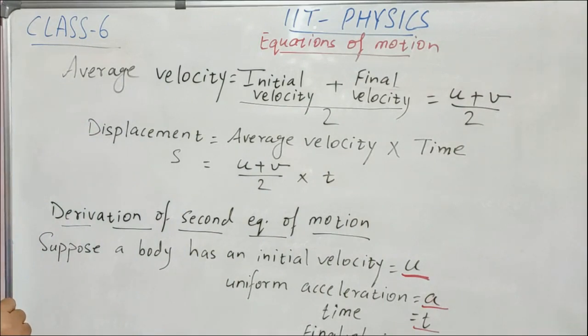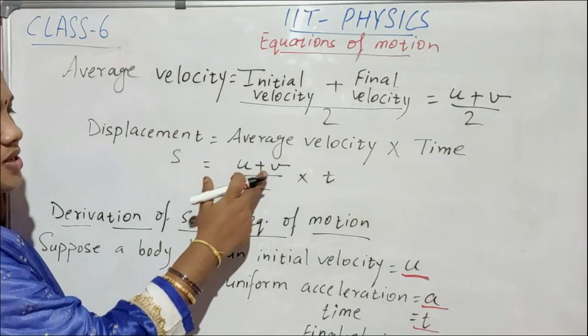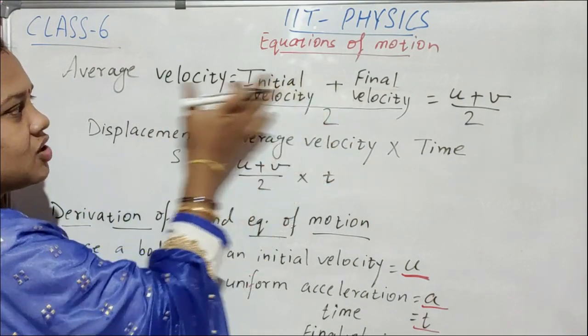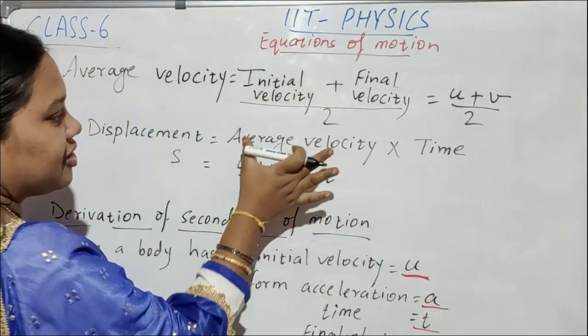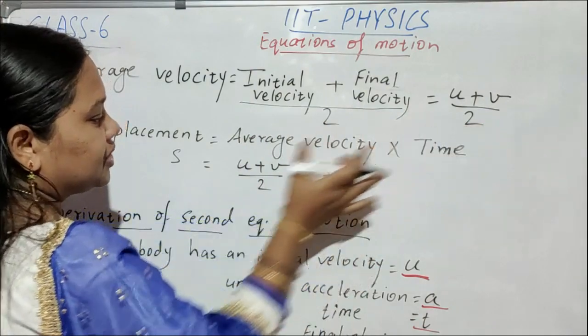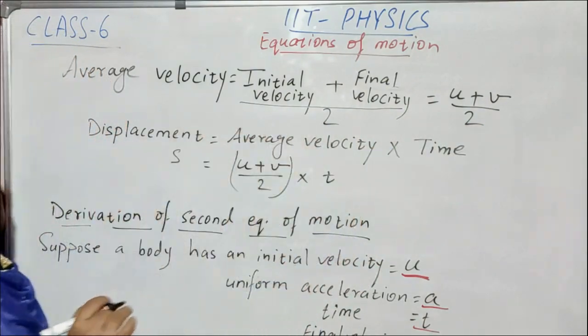Any doubt? What is S? S is displacement. What is u plus v by 2? It's average velocity. We already calculated. Average velocity is u plus v by 2. So in place of average velocity, we write u plus v by 2, into time t. Clear?